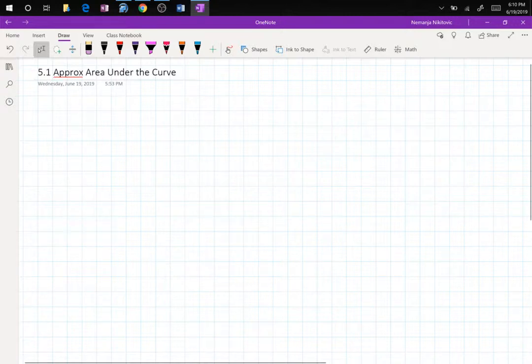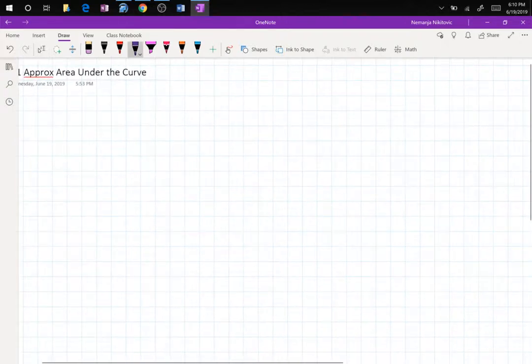Hello and welcome back to Calculus 1. We are starting chapter 5, the chapter on integration. We did learn the basics of antiderivatives and integration, but we're going to learn much more in this chapter, including some limited applications of integrals. We start the chapter with the section that approximates area under the curve.